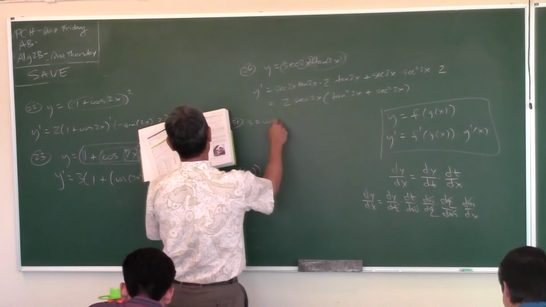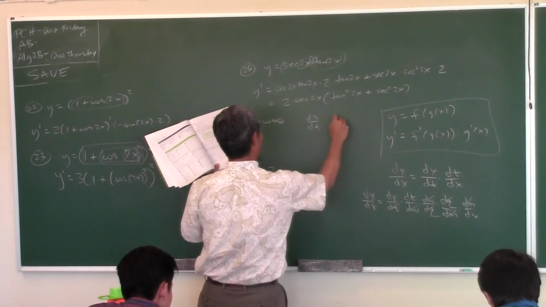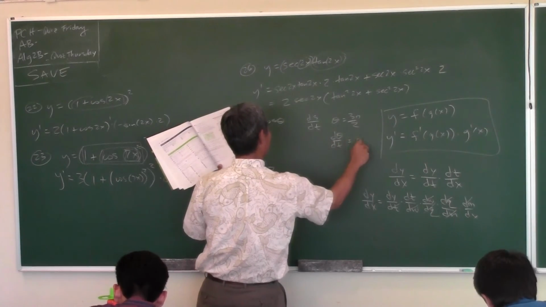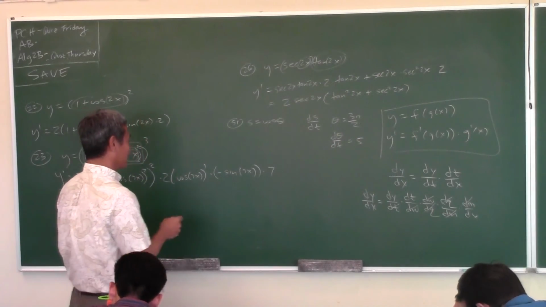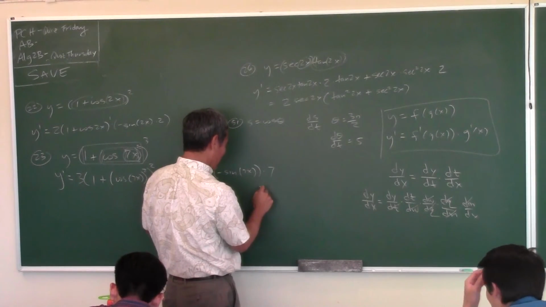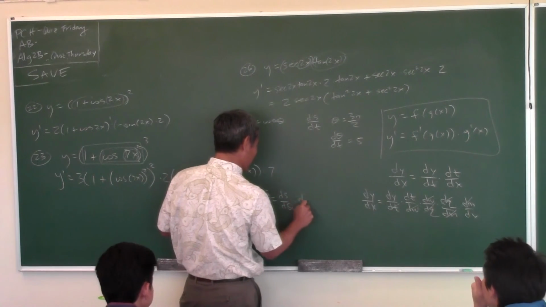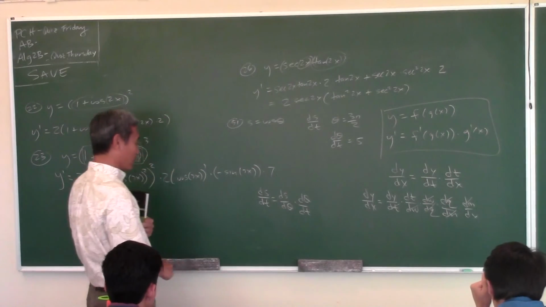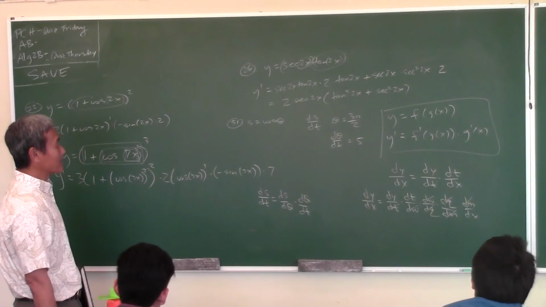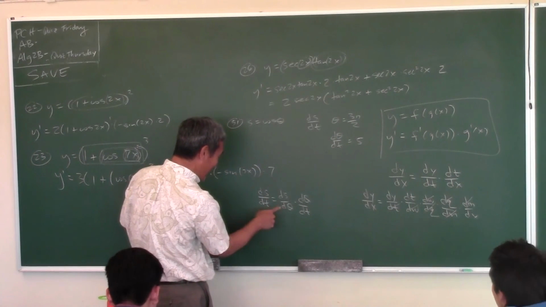s equals cosine theta. It says compute ds dt when theta is equal to 3 pi over 2 and d theta dt equals 5. Okay, well, if I'm going to compute ds dt according to the chain rule, then isn't ds dt equal to ds d theta times d theta dt? Yes or no? Because you can cancel out the d thetas. Yes. This is what we're trying to find. So in order to find this, I have to figure out this and this.